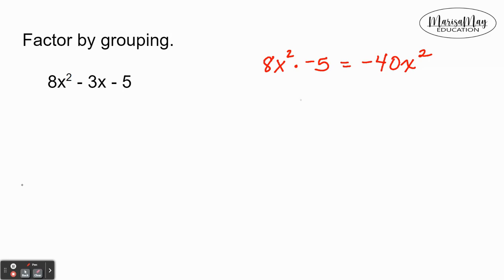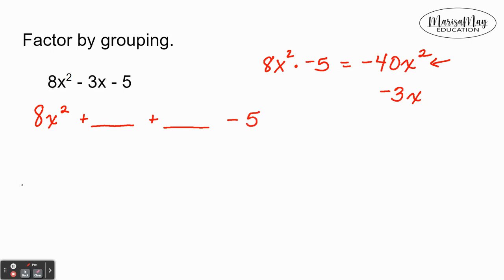Then you're going to say, what two terms would multiply to give me negative 40x to the second, but will add to give me negative 3x? So I need two terms that when I multiply them together, I get negative 40x to the second, and when I add them together, I get negative 3x. Now, while I'm thinking about that, I'm going to create some space here. I've got to have two spaces here.